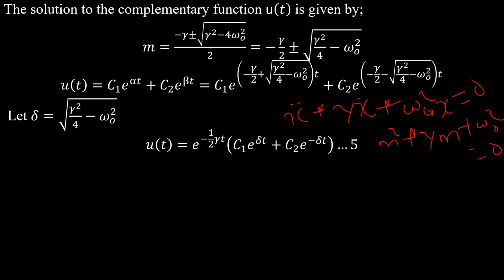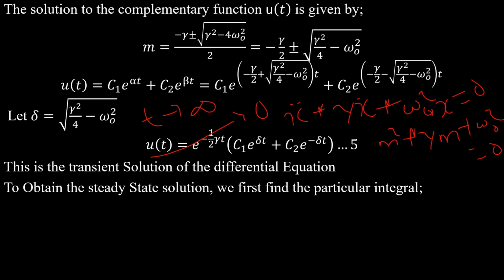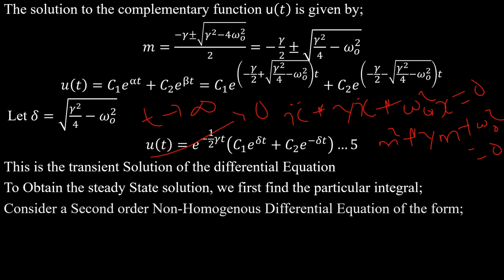So we can now look for the particular integral. Before we do that, you must note that this is the transient solution. Why? Because as time extends to infinity, this will become 0. This entire expression will die out to 0. So this is the transient solution of the differential equation. To obtain the steady state solution, you must first find the particular integral.